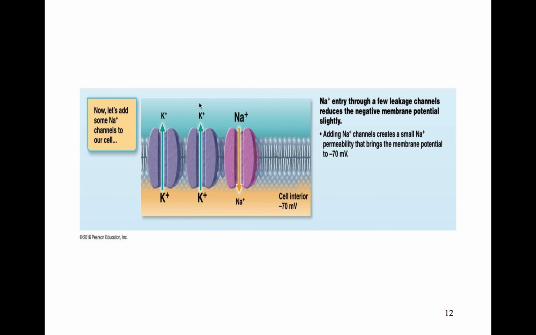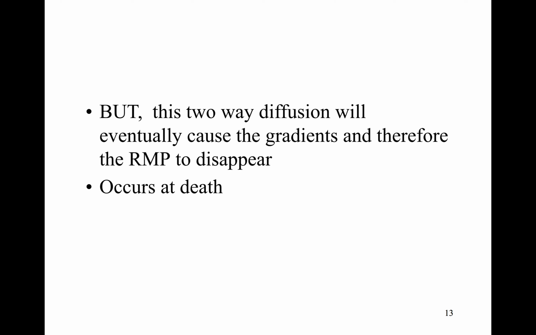The issue here is that if we were to just have leakage channels present in our plasma membrane and that was it, eventually ions are going to stop moving once they reach equilibrium. So potassium is going to continue to leave the cell, sodium is going to continue to enter, all the way until we've got equal concentrations of ions on either side of the plasma membrane. So this two-way diffusion will eventually cause the gradients to disappear. So therefore, that resting membrane potential or that difference in charge is also going to disappear.